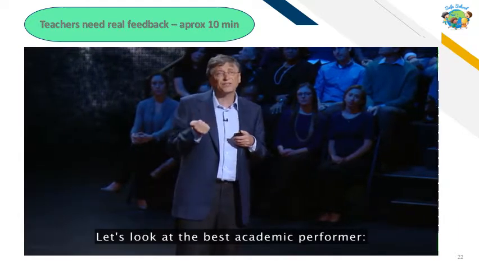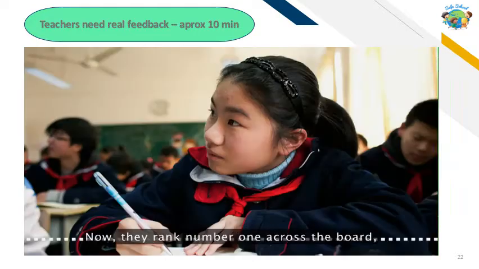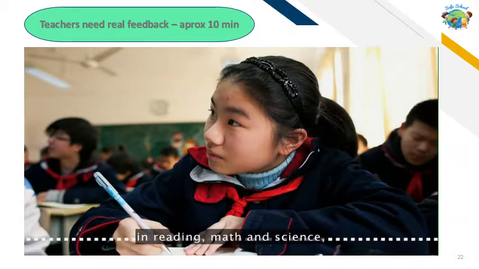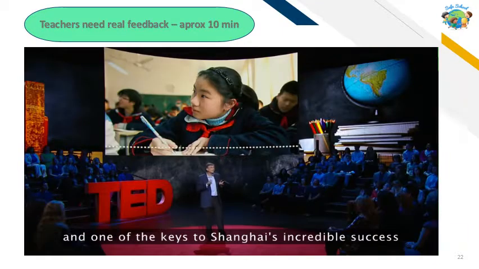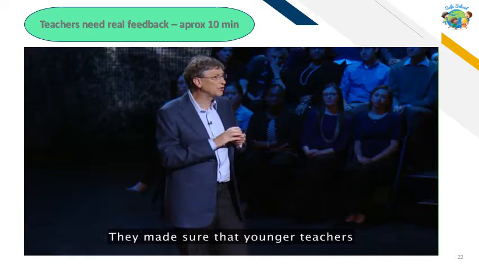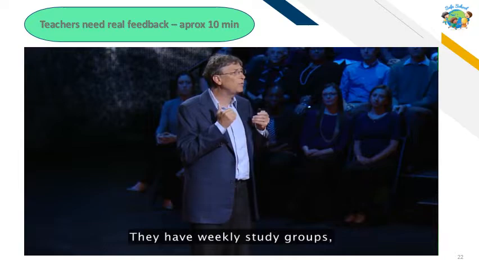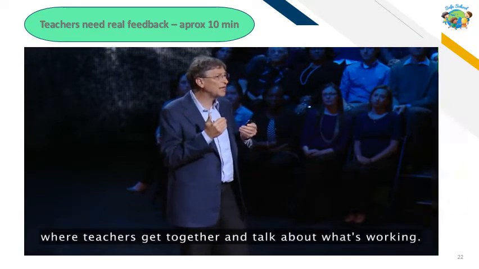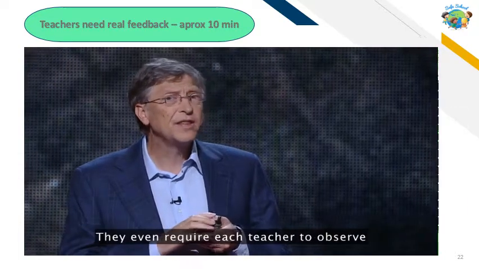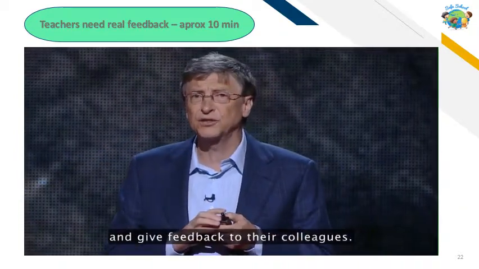Let's look at the best academic performer, the province of Shanghai, China. Now, they rank number 1 across the board in reading, math, and science. And one of the keys to Shanghai's incredible success is the way they help teachers keep improving. They make sure that younger teachers get a chance to watch master teachers at work. They have weekly study groups where teachers get together and talk about what's working. They even require each teacher to observe and give feedback to their colleagues.